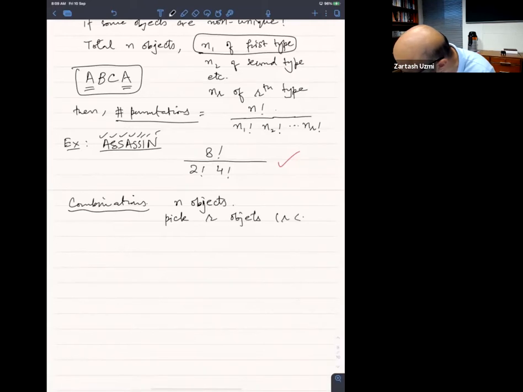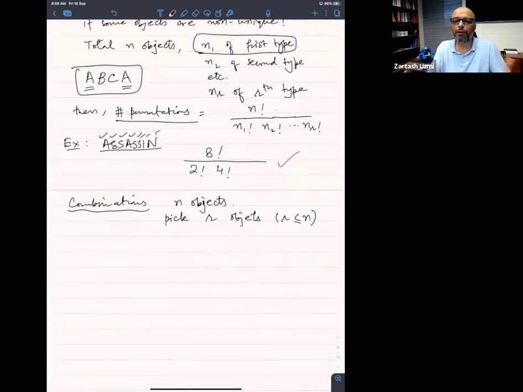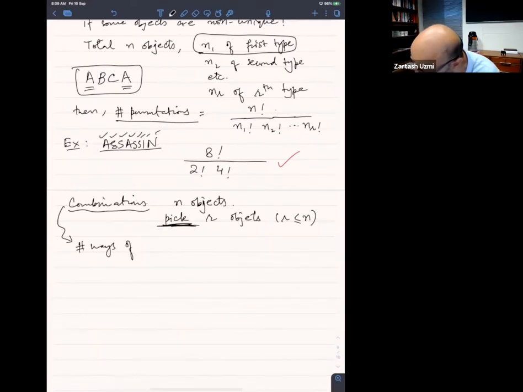R is smaller than or equal to n. Of course, if R is equal to n, then there is only one way of picking all of those objects. So n choose R is the total number of ways you can pick R objects out of those n objects.